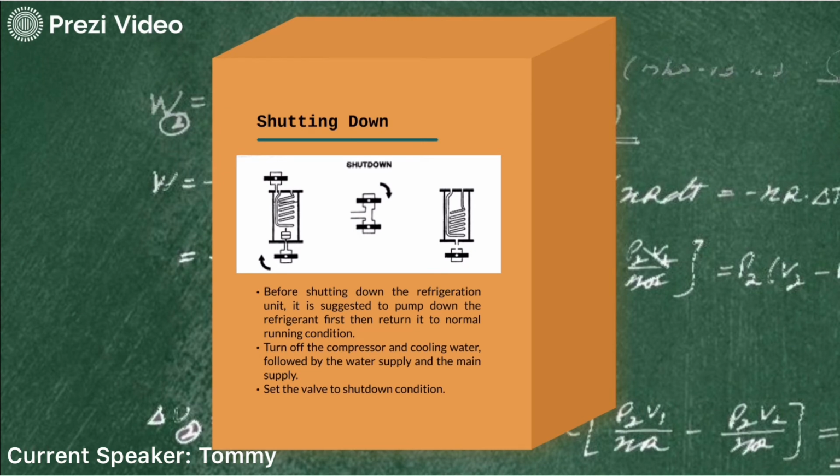In order to shut down the unit, it is suggested to pump down the refrigerant, then return it to normal running condition with the refrigerant accumulated in the condenser. When normal running condition is achieved, the main switch can be turned off to stop the compressor. After that, turn off the cooling water, followed by the water supply, and then finally the main supply. Once the unit has been turned off, set the valve to shutdown condition to prevent movement of refrigerant left in the evaporator back to the compressor.